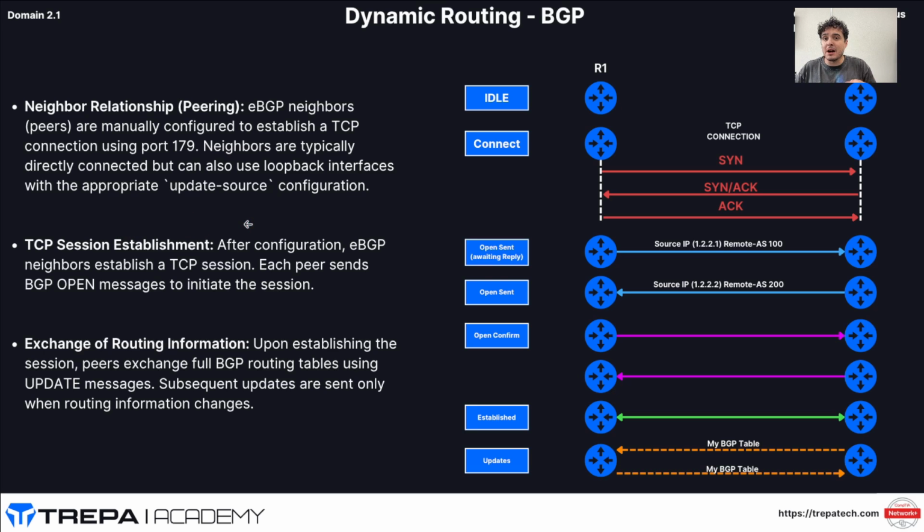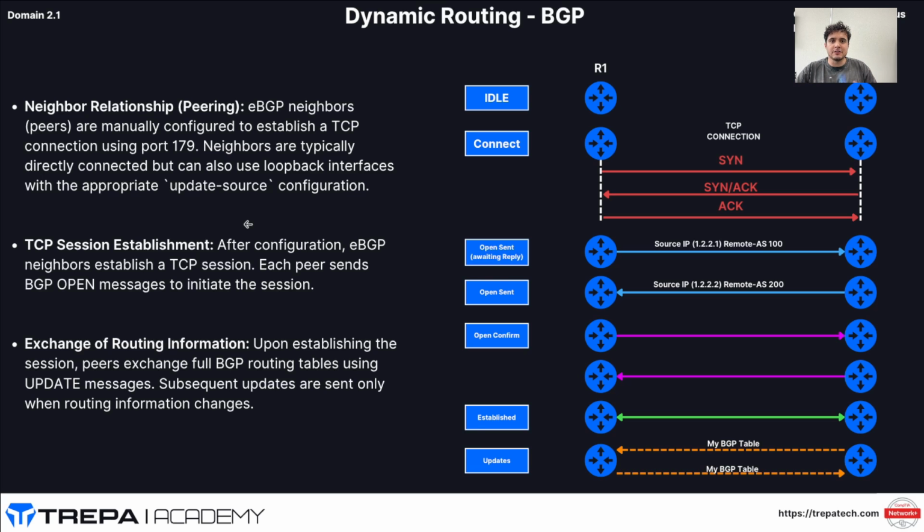So BGP, how does it come up? So the neighbor relationship. eBGP neighbors, peers, are manually configured to establish a TCP connection. Because this is for the internet, this is not going to be as dynamic as what you're going to see when I configure EIGRP and OSPF. We configure BGP neighbors statically pretty much. We type in neighbor, then the remote AS, the remote autonomous system, right? It's an actual whole command. So neighbor remote-as 26001. And that's how we configure BGP neighbors, okay?